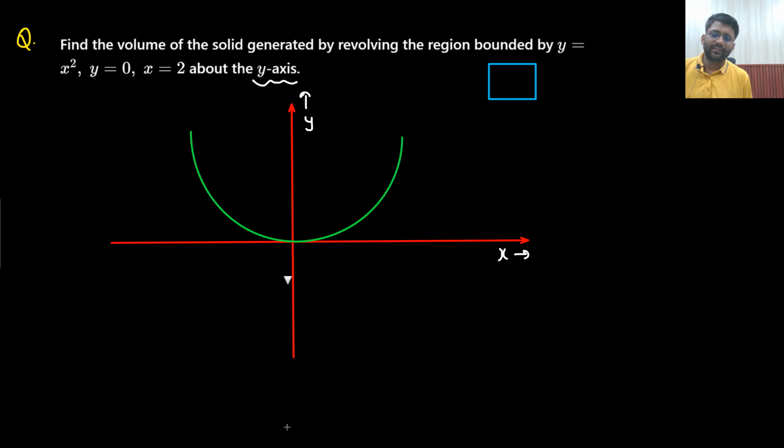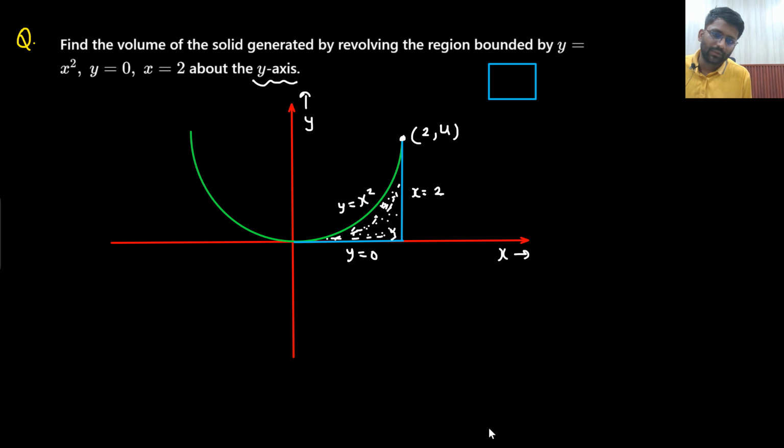Then y equals 0 means the x-axis, and x equals 2, somewhere here. There you go. This is your x equals 2. This equation is y equals 0, and this is your y equals x square. This is the region bounded, right? What will be this point? This point will be (2, 4).